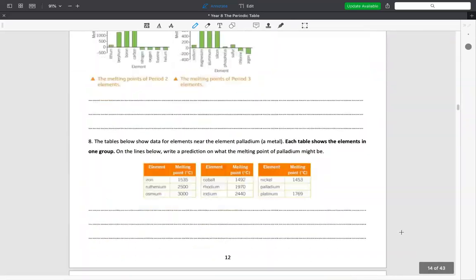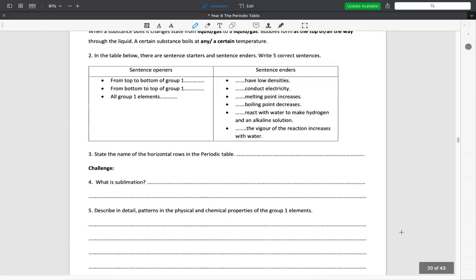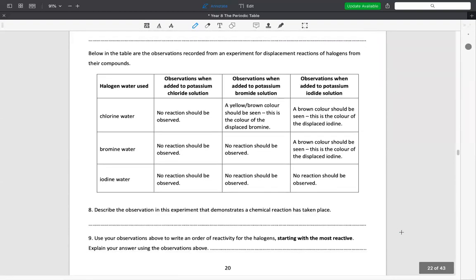I think there was an example of this type of question in lesson 4. If we have a look really quickly. So something like this. So below in the table are observations recorded from an experiment for displacement reactions of halogens from their compounds. So we have chlorine water. If we react it with potassium chloride, it already has chlorine inside. It's going to have no reaction because it's already got chloride in it. So no displacement reaction is going to occur.